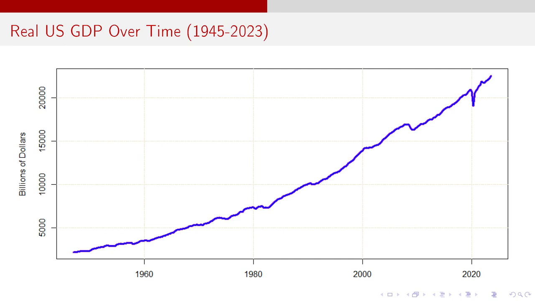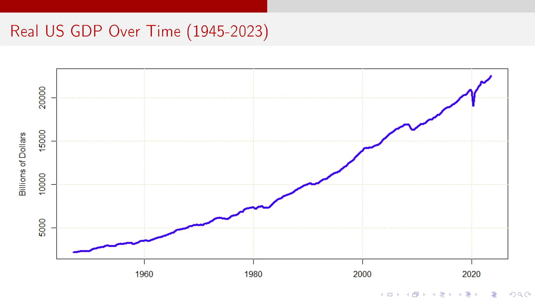Plotting out real GDP in the U.S. over time in billions of dollars between 1945 and 2023 shows me this. Now, if you look, it's got a little bit of a curve to it. It's not a straight line. Why is that? Well, it's because real U.S. GDP actually grows exponentially. It doesn't grow linearly.